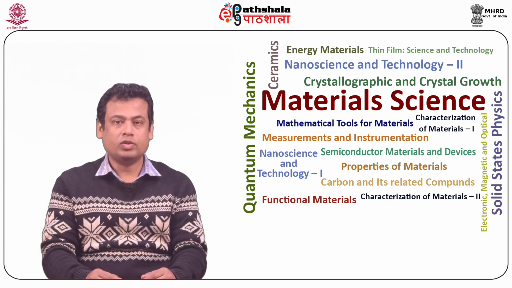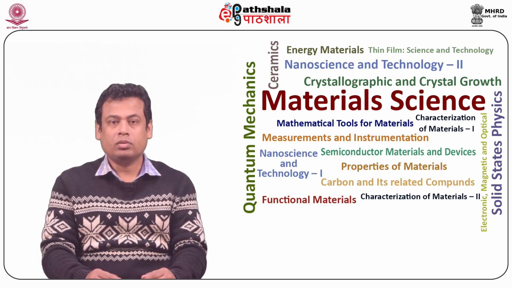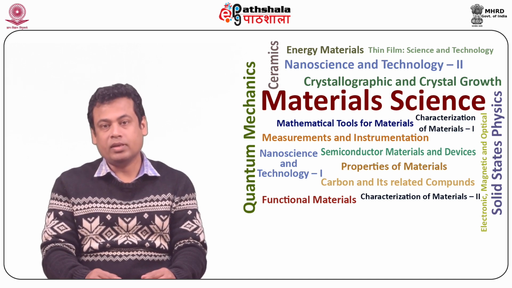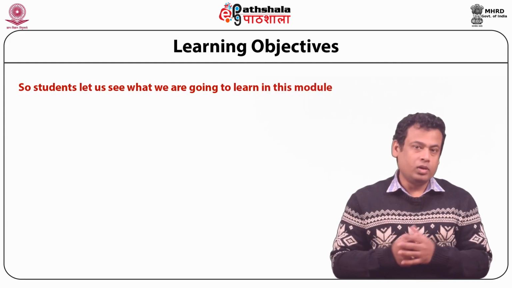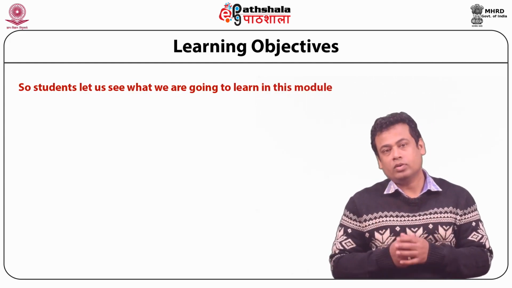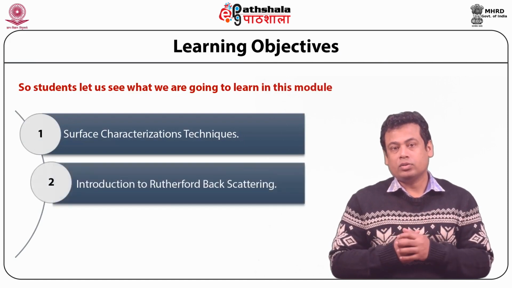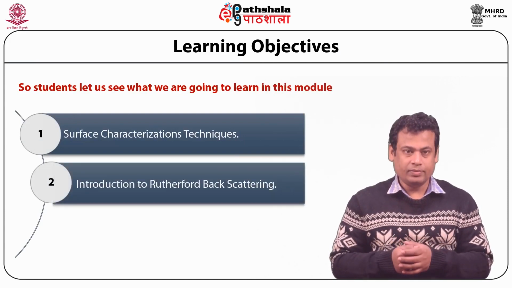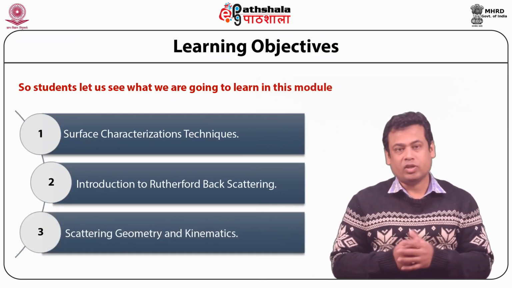Today we are going to discuss a module named Rutherford backscattering, generally abbreviated as RBS. This belongs to the paper Characterization of Materials 2. So students, let's see what we are going to learn in this module. First, we will learn about the surface characterization techniques and introduction to Rutherford backscattering. Third, we will study the scattering geometry and kinematics.